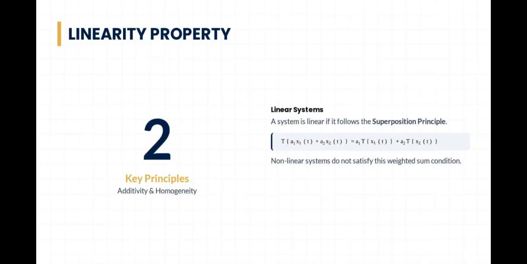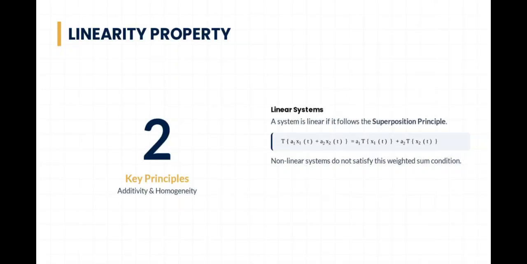Now, the second rule is: if you double the strength of your input, the output should also exactly double. If you multiply the input by a constant a, the output is multiplied by the same constant.